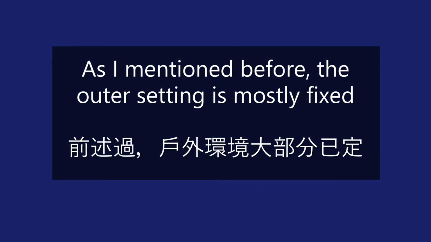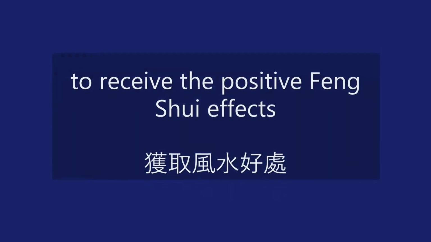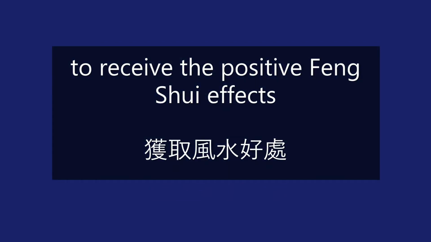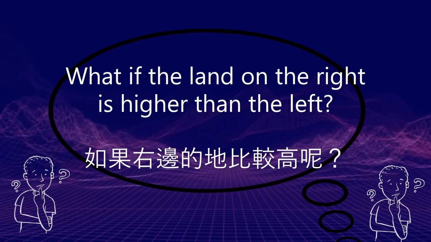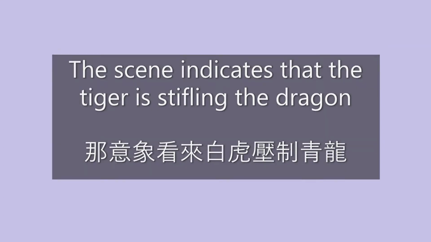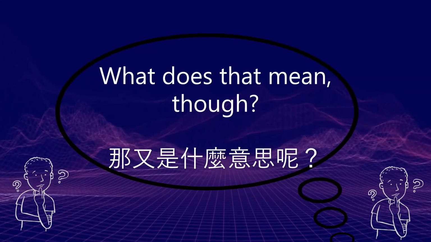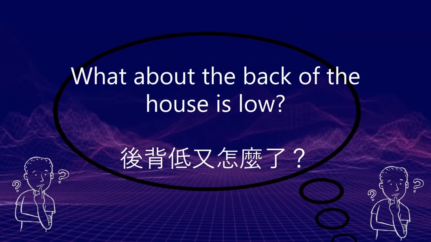As I mentioned before, the outer setting is mostly fixed. We can go around to make possible adjustments to receive the positive Feng Shui effects. What if the land on the right is higher than the left? Well, the scene indicates that the tiger is stifling the dragon. What does that mean though? Stay tuned.